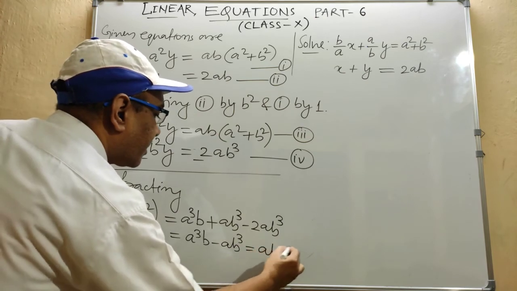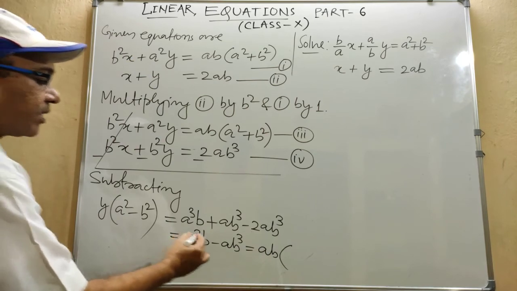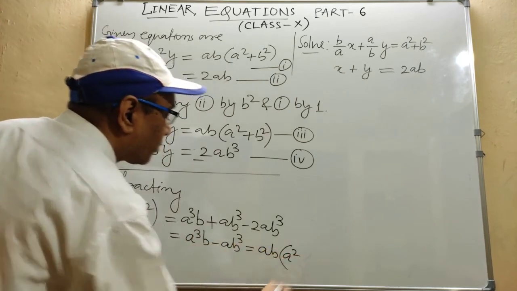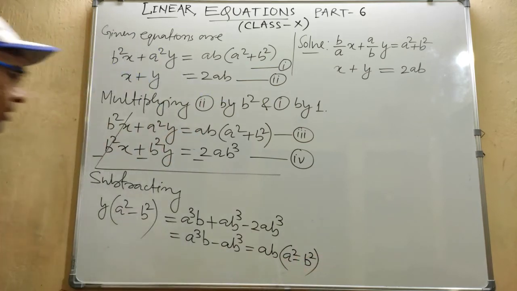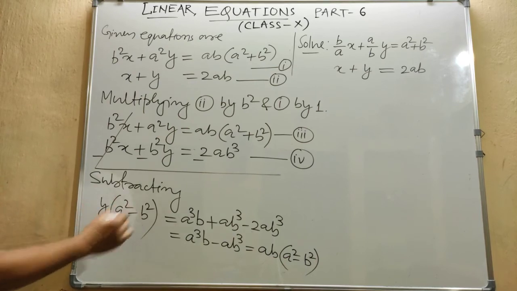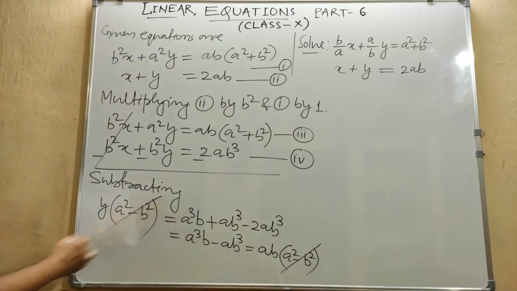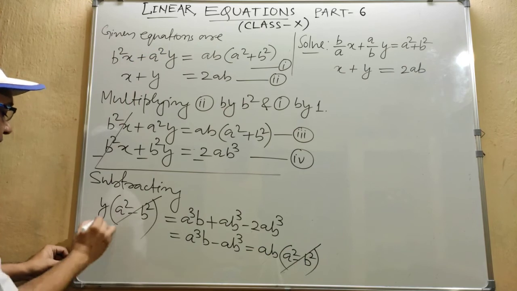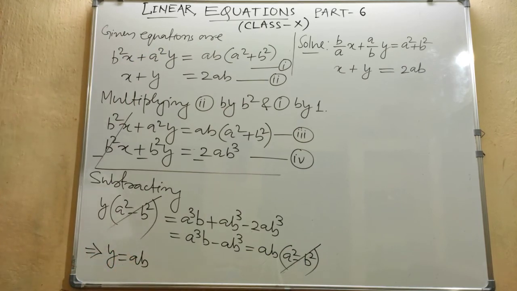Here a b can be taken as common. If you take a b common, then within the bracket a square, minus b square, in this way. So we are getting y within bracket a square minus b square equal to ab into a square minus b square. This a square minus b square can be cancelled, so y equal to ab.